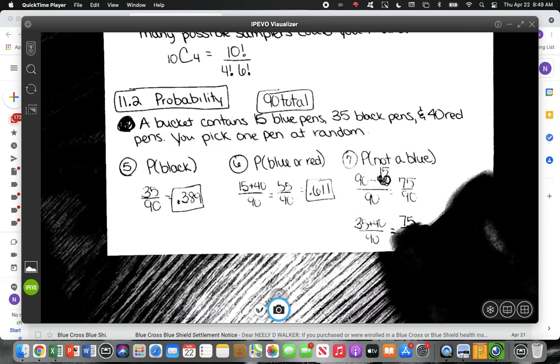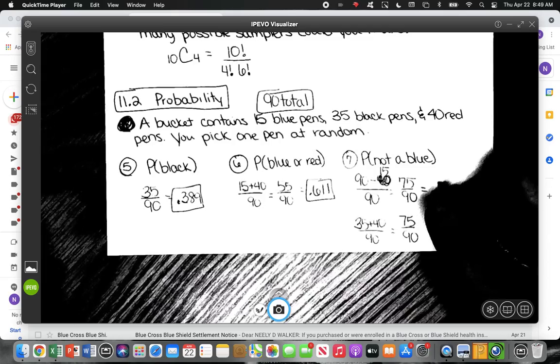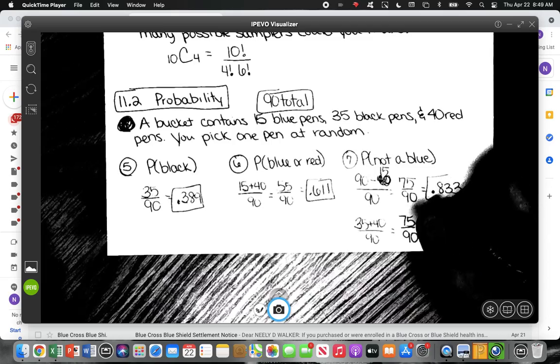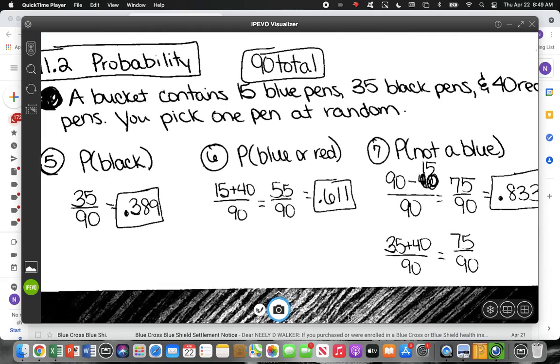All right, I don't care which way you do that. But no matter what, you're going to get 0.833. Let me zoom in a little bit so you guys can see those a little better. All right, how do you guys feel about a question like that? All right, any other questions on this page?